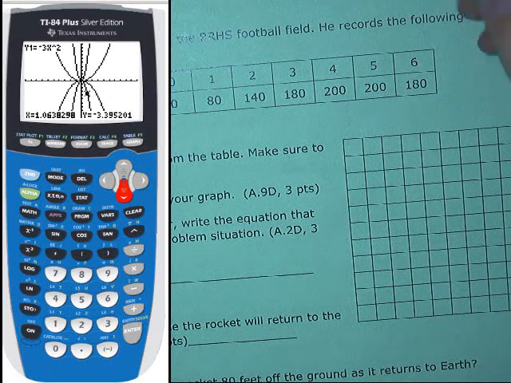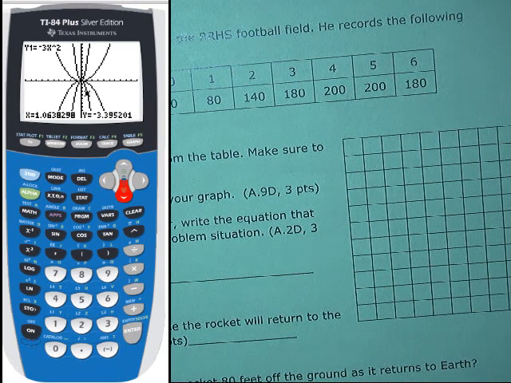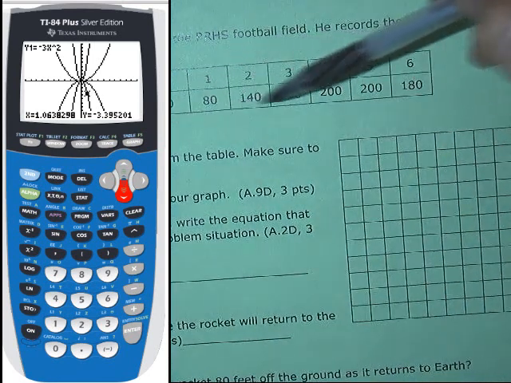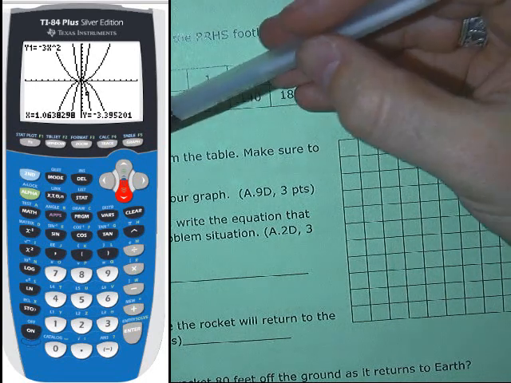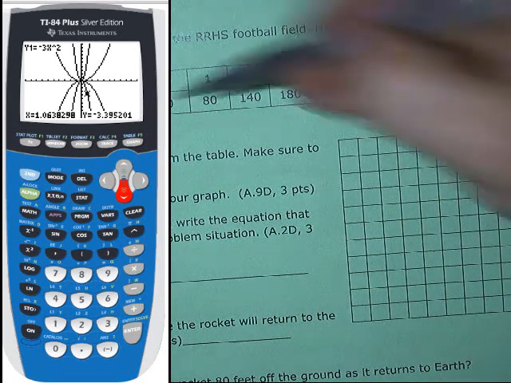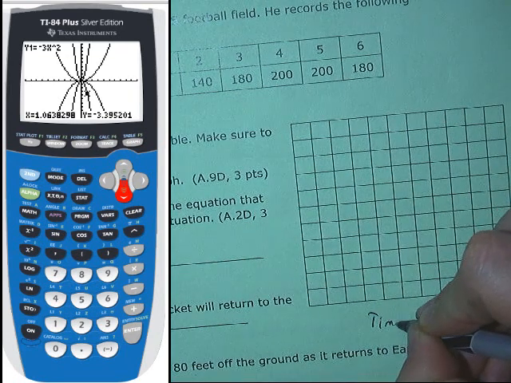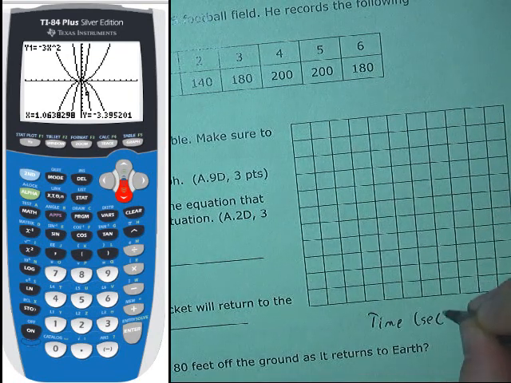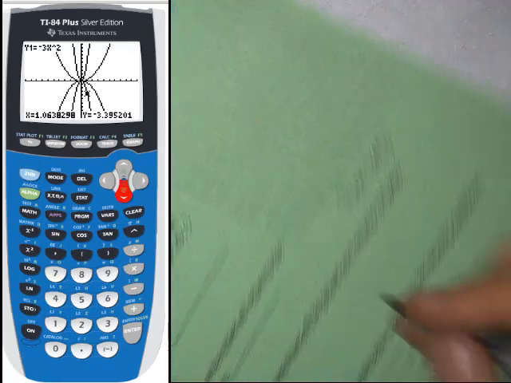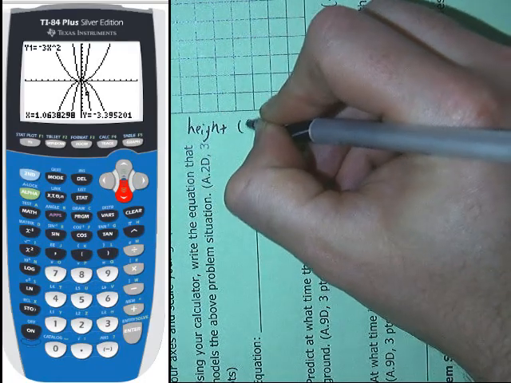Now for problem statement number 8, Johnny is launching a rocket from the Round Rock High football field, and we've got our table of data here. Graph the function from the table. Make sure to label and scale our axes. So we've got time and height. Once again, we'll put our time in seconds and our height in feet.